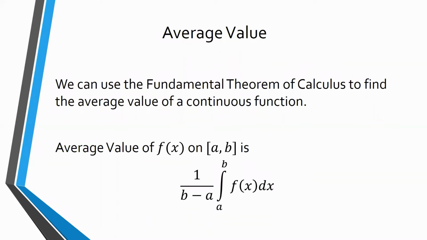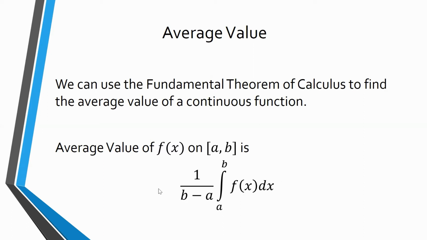Another thing that the fundamental theorem of calculus will help us with is finding the average value. Let's imagine we have a continuous function f of x on an interval a to b. The average value of the function, that is, the average value of the output of the function, can be calculated by taking 1 over b minus a, integrating from a to b, the function with respect to x.